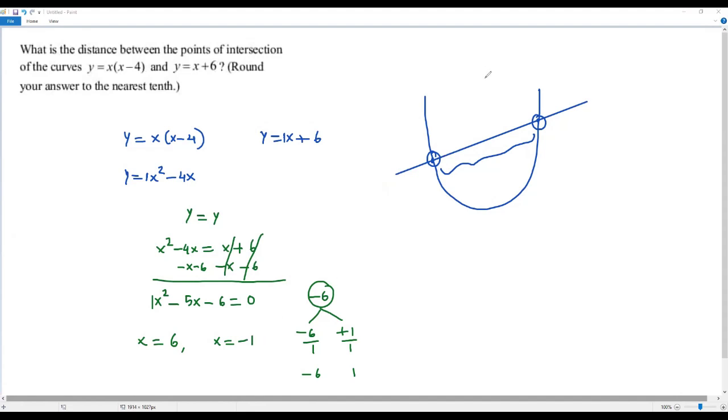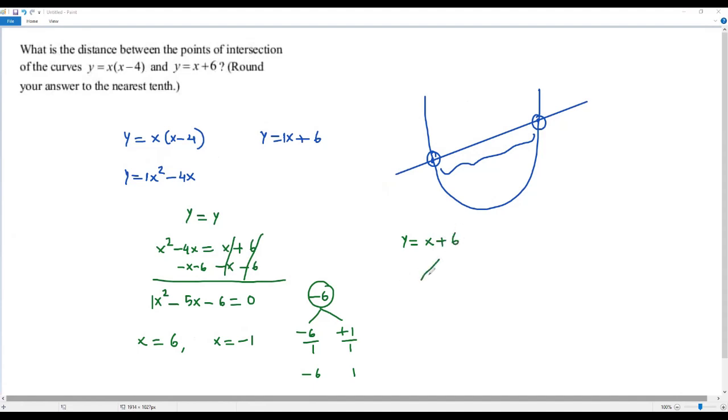Okay, here I got the x coordinates of the two points of intersection. Now to get the corresponding y coordinate, I have to plug in x equals 6 and x equals negative 1, either in the first equation or in the second equation. But if we use the second equation, it will be easier for us because in the first equation we have a square for x. Okay, now let me take the first equation, that is y is equal to 1x plus 6, or just x plus 6.